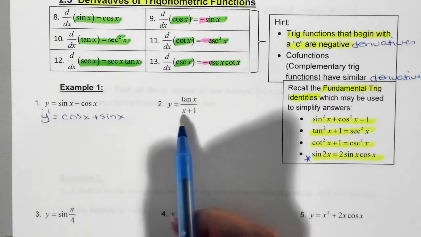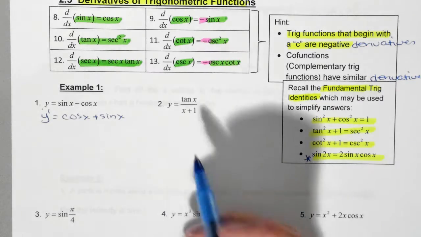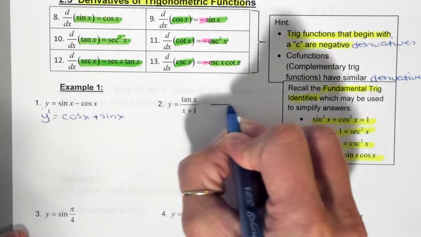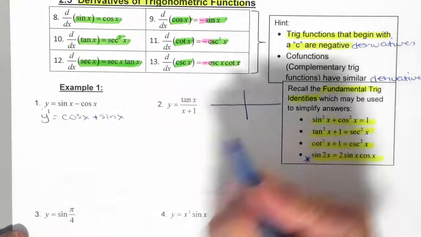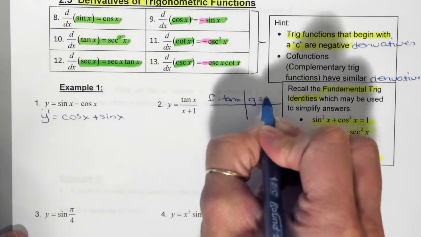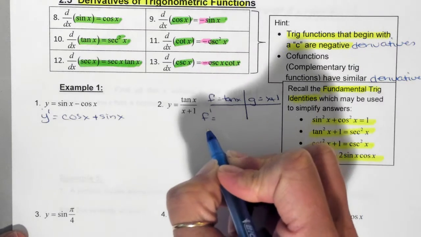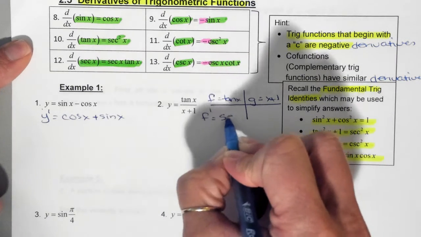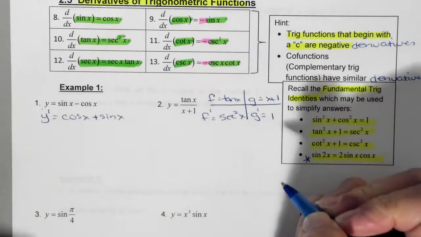What do we have to do here? Yeah, we have to use quotient rule. So I need to make the table. Okay, we're allowed to use quotient rule. This is 2, 5. So here we have f is equal to the tangent of x, g is equal to x plus 1. So what's f prime? Yep, secant squared of x. And then g prime is 1.